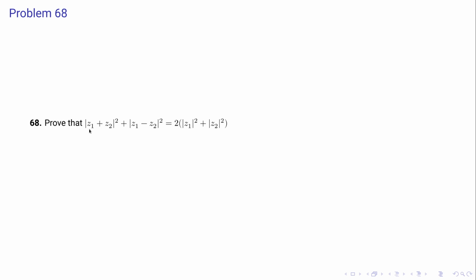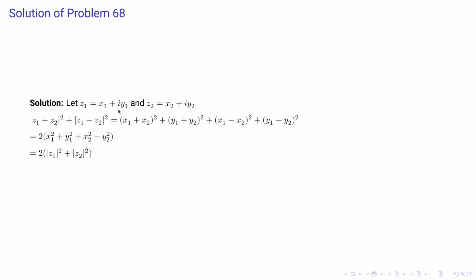Problem 68 says that prove that mod of z1 plus z2 square plus mod of z1 minus z2 square is equal to 2 into mod of z1 square plus mod of z2 square. So like the a plus b1 we solved earlier, where we have to prove that mod of a z1 minus b z2 whole square plus mod of a z2 minus b z1 whole square is equal to a square plus b square into mod of z1 square plus mod of z2 square.